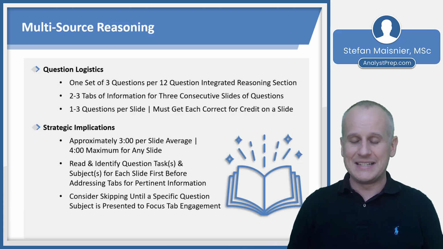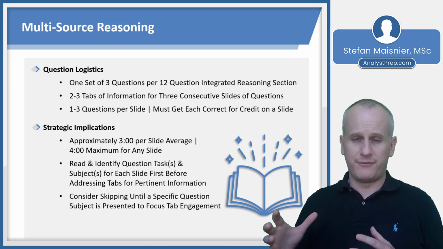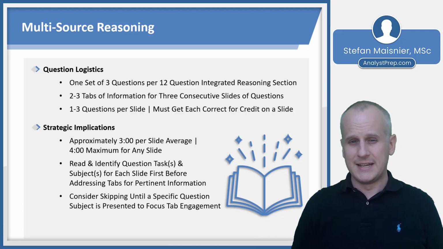And you can consider going out of order amongst the 3 slides as well. So you might consider skipping a general question about the multi-source reasoning set of information and instead moving to one that has a more focused and specific task. So for instance, let's say the multi-source reasoning are questions 3 through 5 in the first half.